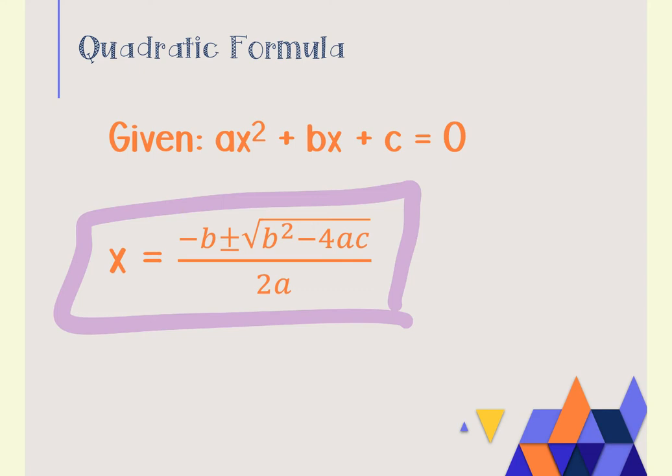So this is going to produce two answers because it's got the plus and minus. So that means that there will always be two answers unless what's underneath is 0. Then there's only one. But that's how you will get your two answers.